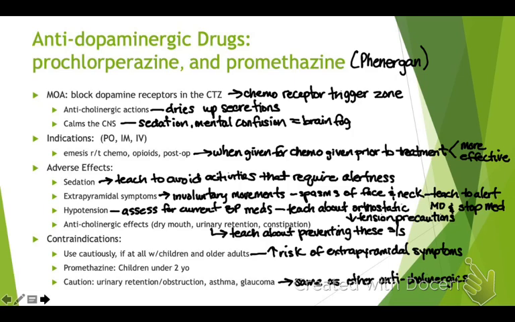Contraindications that you might see with your Phenergan, you want to use it cautiously if at all with children and older adults because of the risk of extrapyramidal symptoms. Your promethazine, you do not give to children under 2 years old. And again, you want to be cautious with patients that already have some type of urinary retention or obstruction, patients with asthma, and patients with glaucoma, because just like your other anticholinergics, it will make the glaucoma worse.